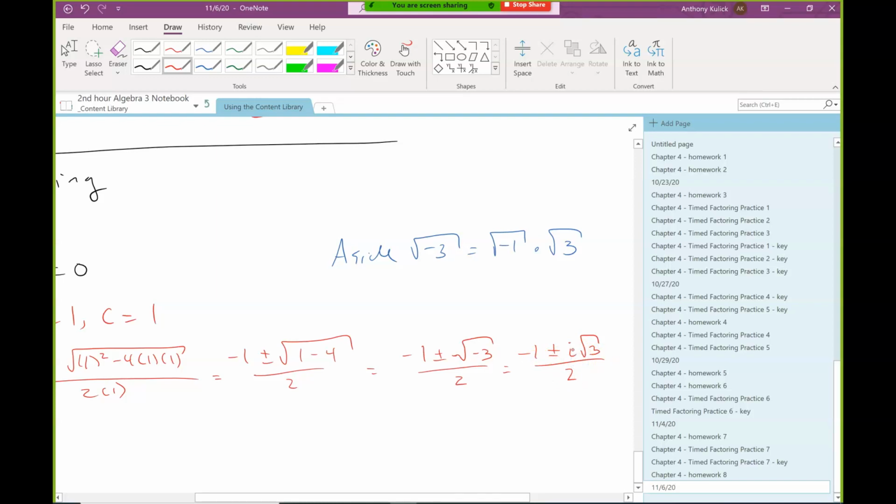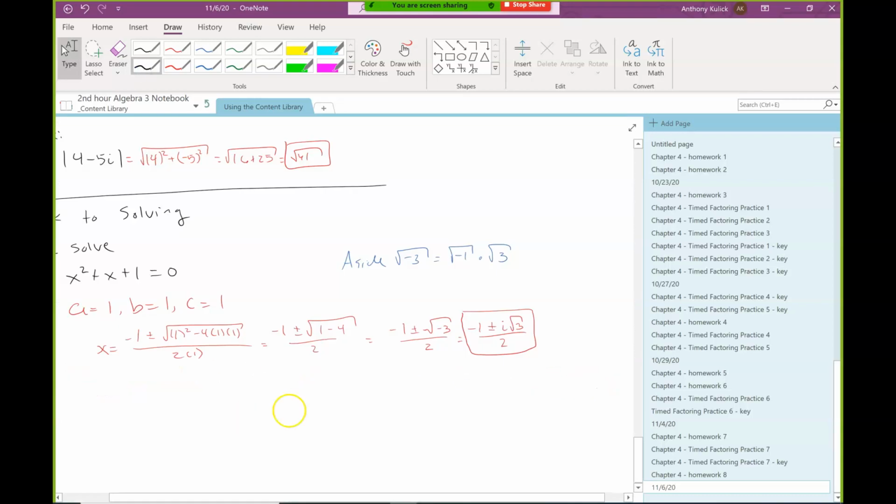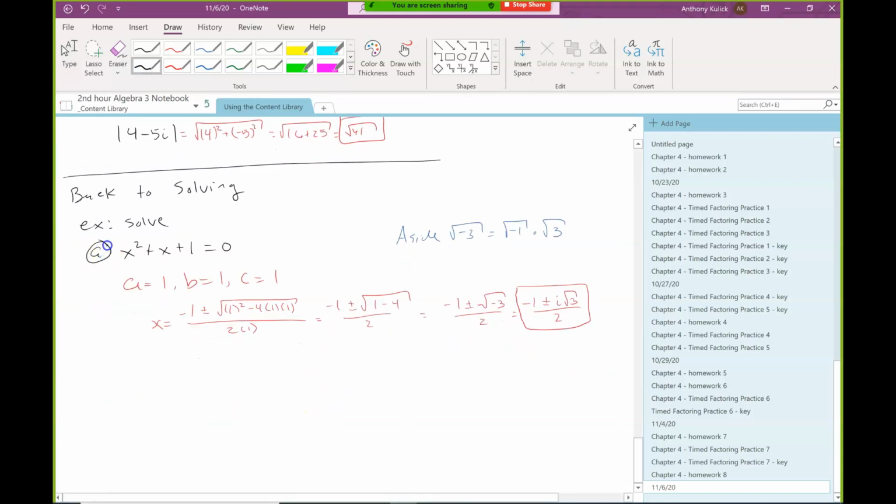And there's my answer. Okay with that? Let's do another example. Sound good? Let's do that. Okay. How do I want to solve this one?